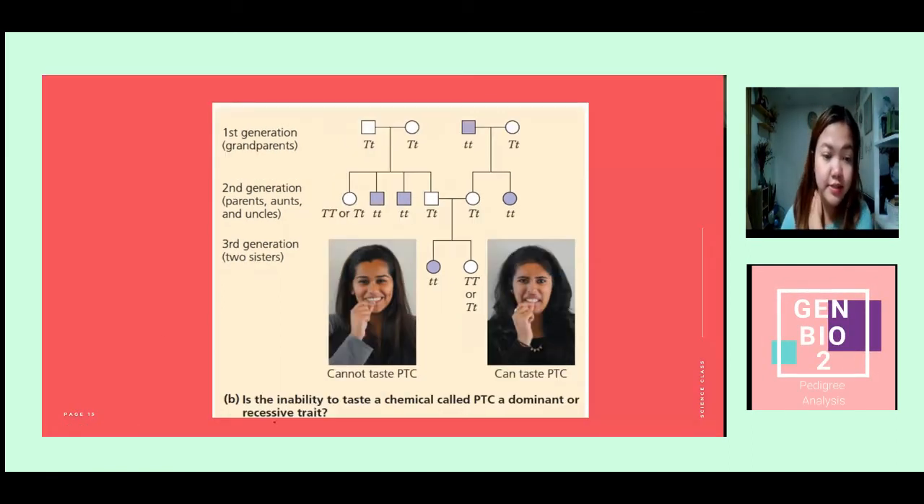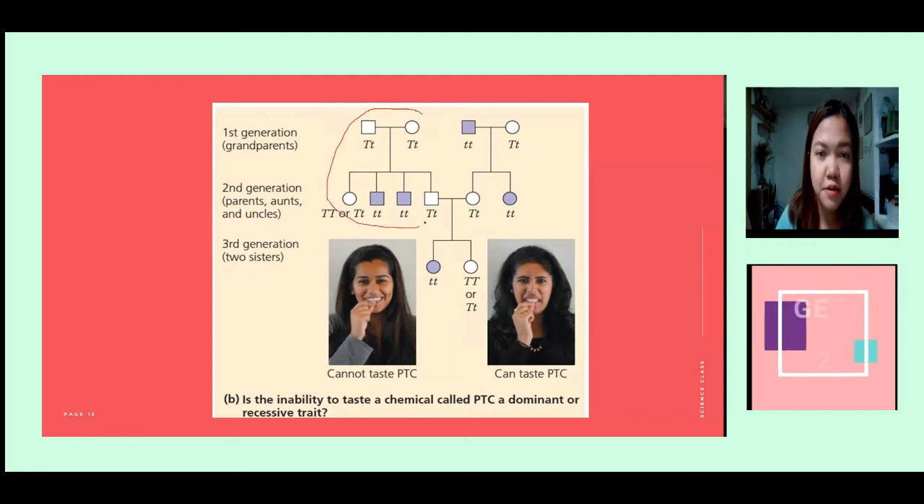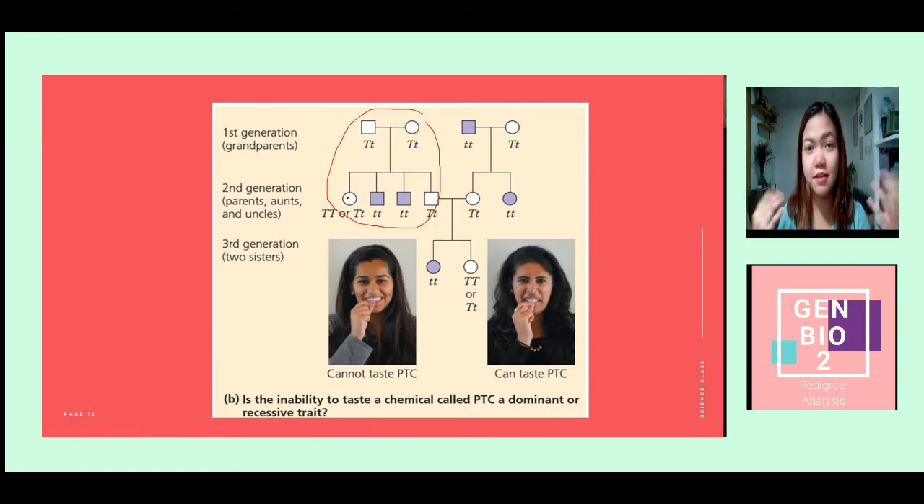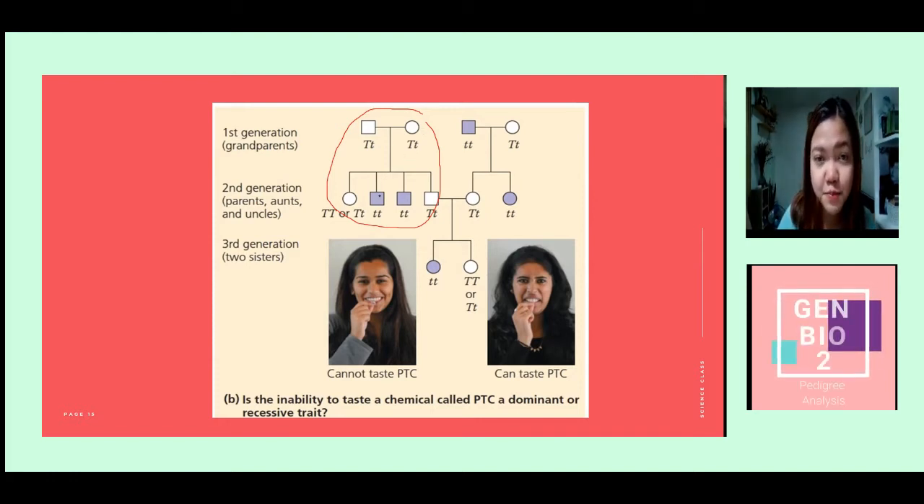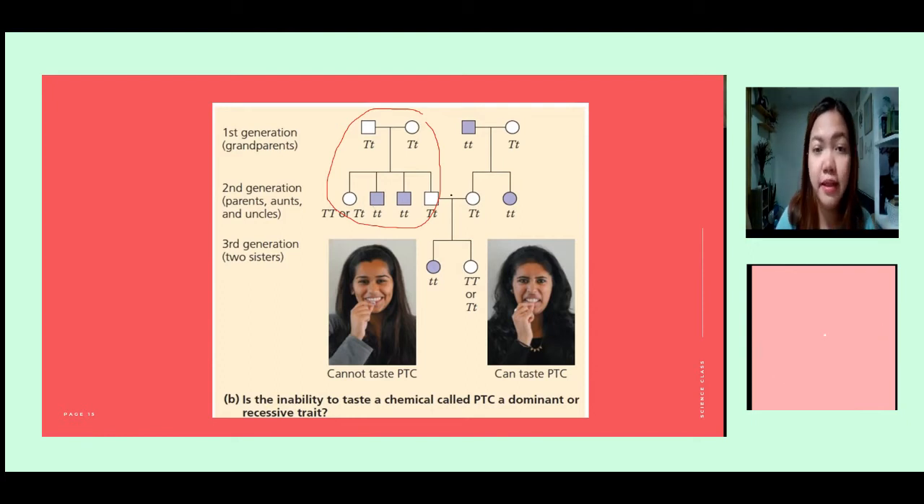Next. Is the inability to taste the chemical PTC a dominant or recessive trait? This is a recessive trait. Why is it recessive? Because it skipped a generation in this family. In the first generation, the parents, there was no affected individual, but in the second generation, there are affected individuals. Meaning, the grandparents of the first generation here were just carriers. That's why their offspring include affected as well as unaffected individuals.